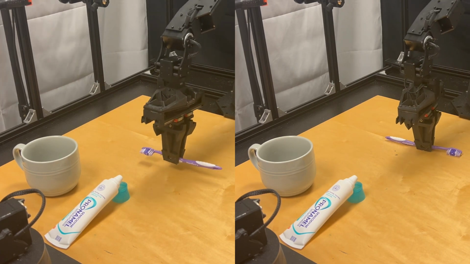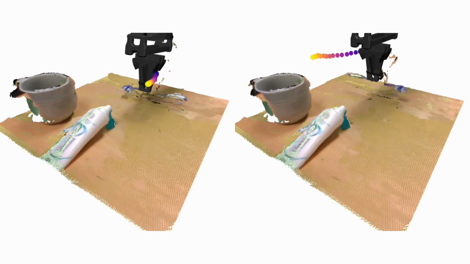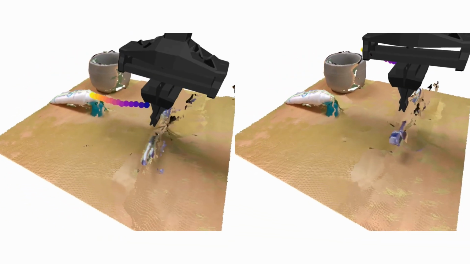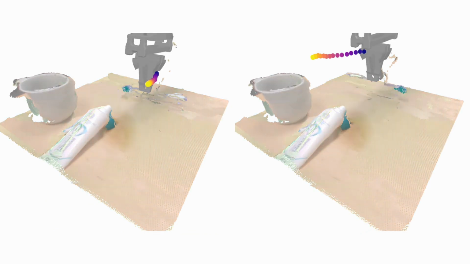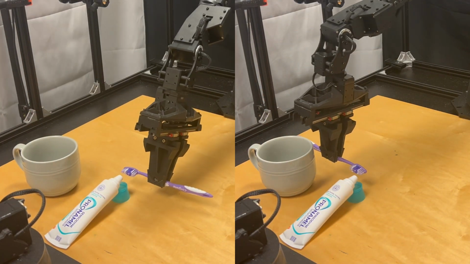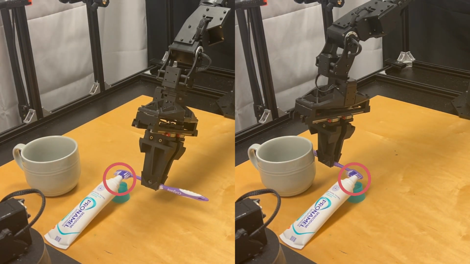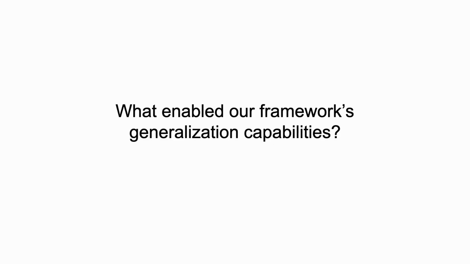The robot needs to know where is the head to properly spread the toothpaste. We could see that our policy's predicted actions are diverged in 2 directions respectively, depending on the toothbrush's head position. We also note that our policy successfully put the toothbrush close to the toothpaste, and finally place the toothbrush on top of the mug. So what enables our framework's generalization capability?